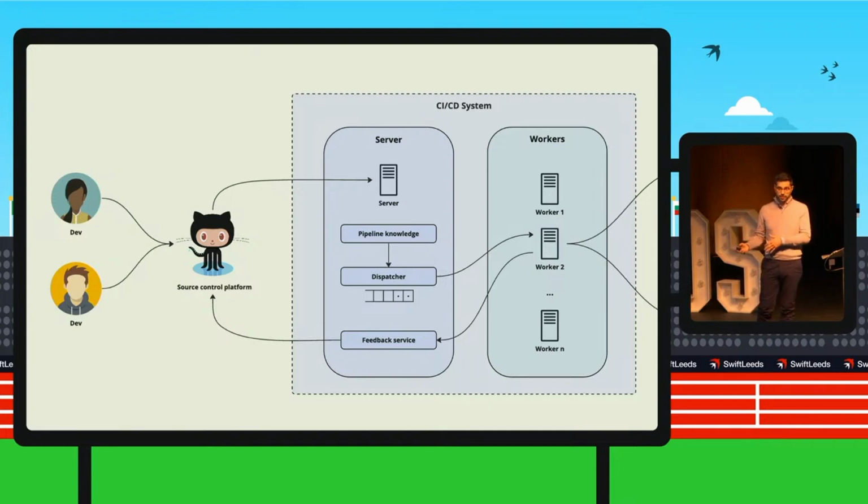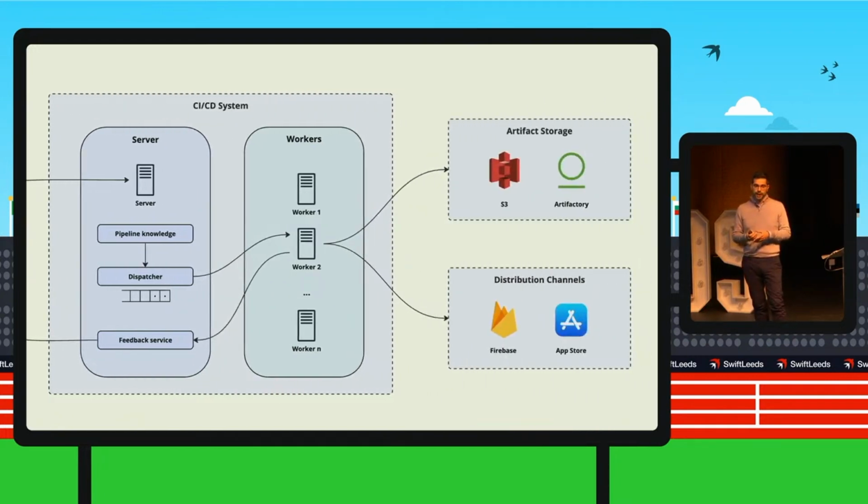And the workers are different machines. And they will go on and perform these tasks. So in the case of continuous integration, maybe we're going to generate some logs, some screenshots, and we're going to upload them to another service like S3, an Artifactory. In the case of distribution or delivery, continuous delivery, maybe we're going to upload it to Firebase and App Store.